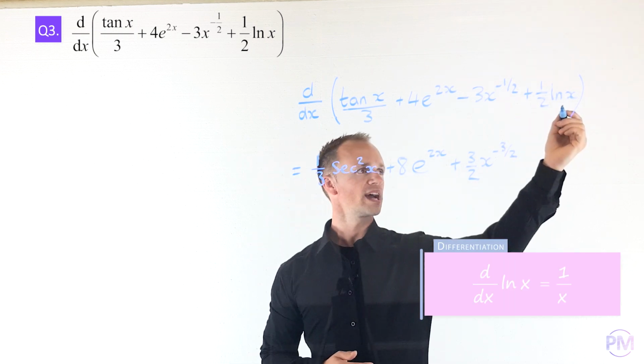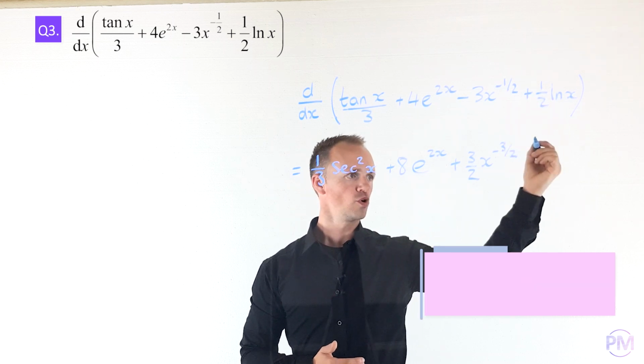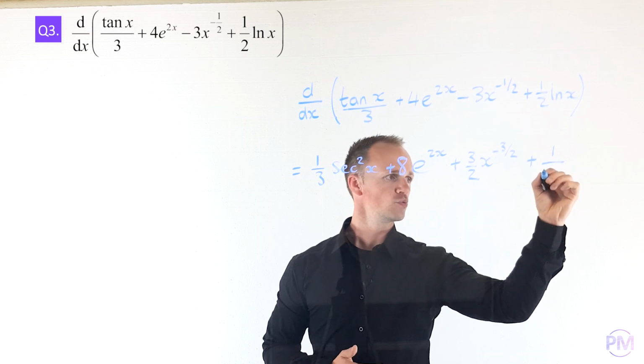Finally, we know that log x differentiates to 1 over x. So we're going to have a half times 1 over x, which we can write as 1 over 2x.